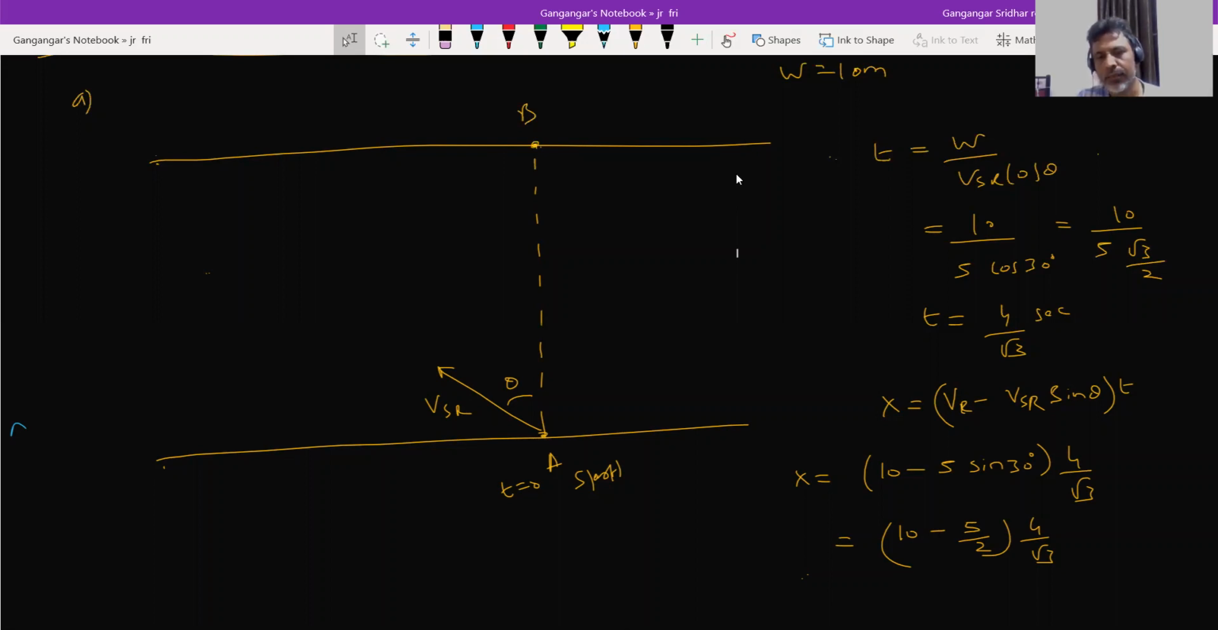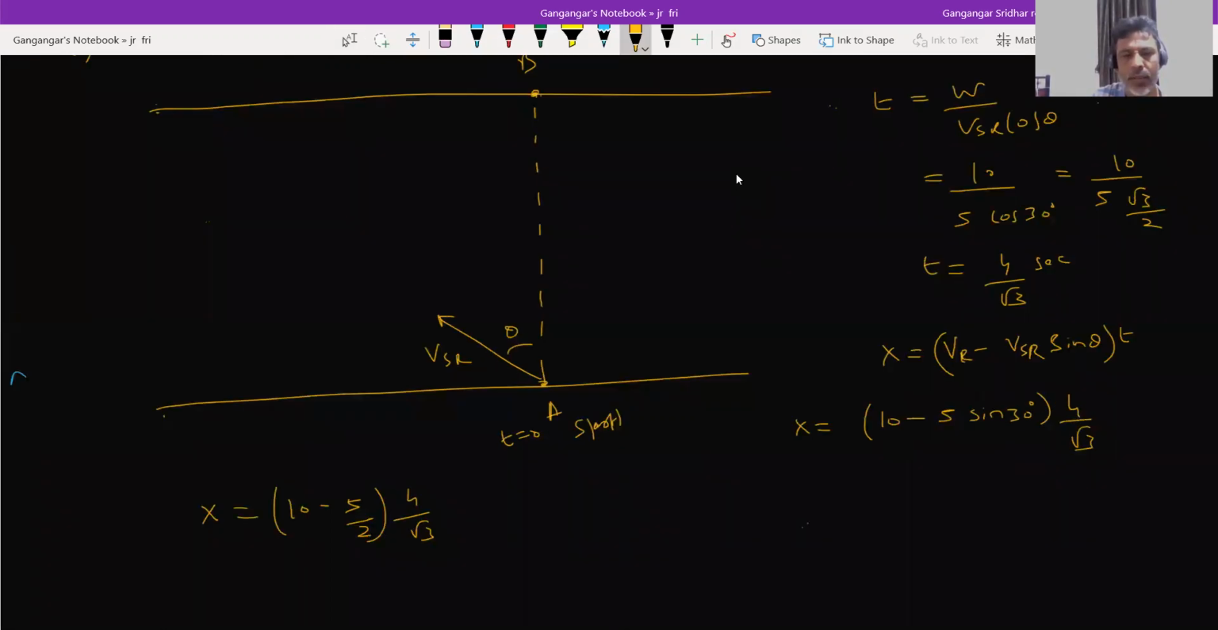So x is equal to, I will write it here. It will be easy for you to view also. What is the value of x? x is equal to 10 minus 5 by 2, times 4 by root 3. Okay, what is the value? Anybody simplified? 17.32, sir. Positive. Yes, sir, 17.32 meter.